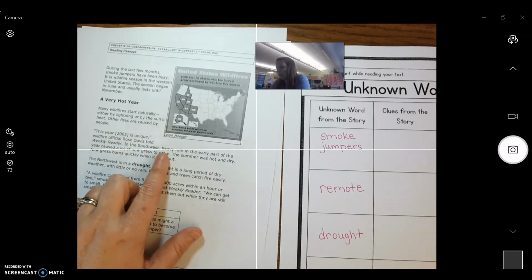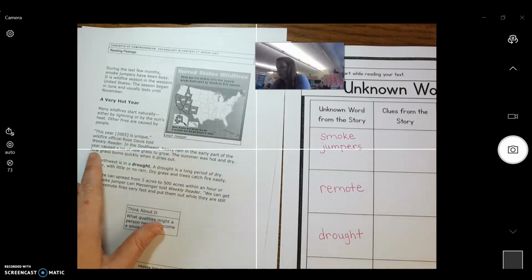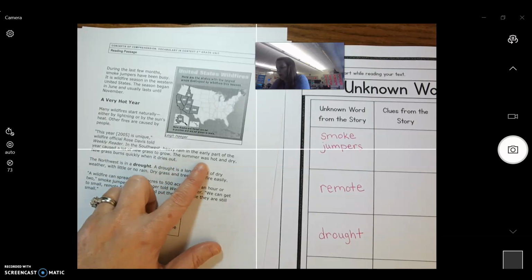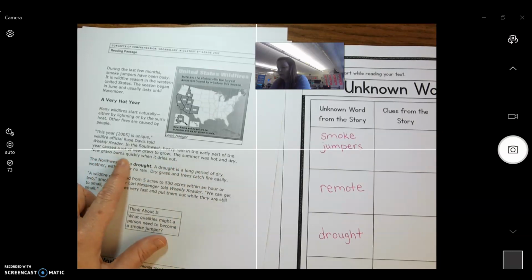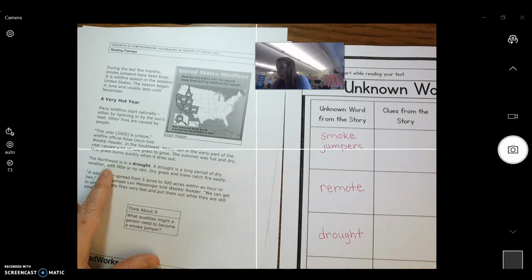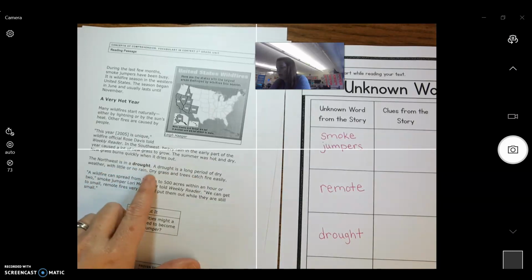In the Southwest, heavy rains in the early part of the year caused a lot of new grass to grow. The summer was hot and dry. New grass burns quickly when it dries out. The Northwest is in a drought. A drought is a long period of dry weather with little or no rain.